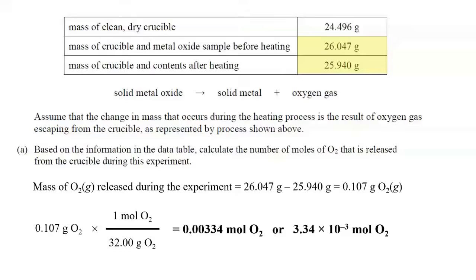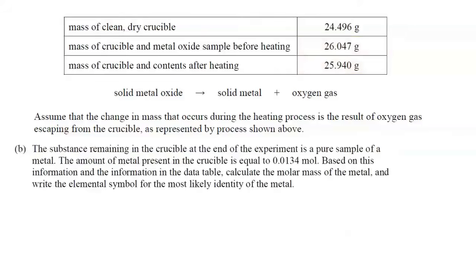All right, moving on to part B of this question. It says the substance remaining in the crucible at the end of the experiment is a pure sample of a metal. The amount of metal present in the crucible is equal to 0.0134 moles. Based on this information and the information in the data table, calculate the molar mass of the metal and write the elemental symbol for the most likely identity of the metal.